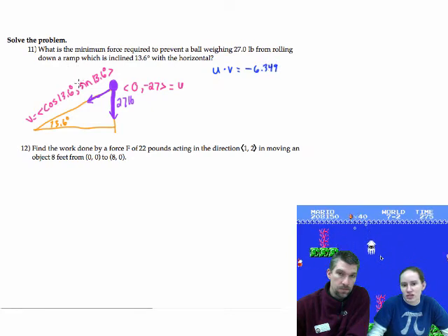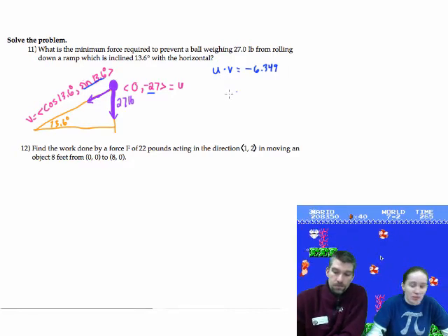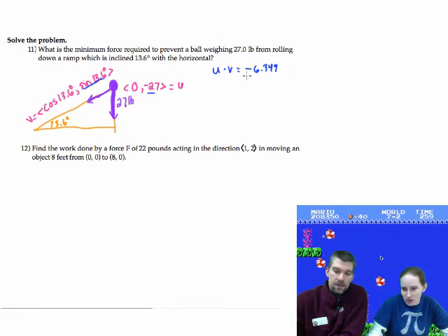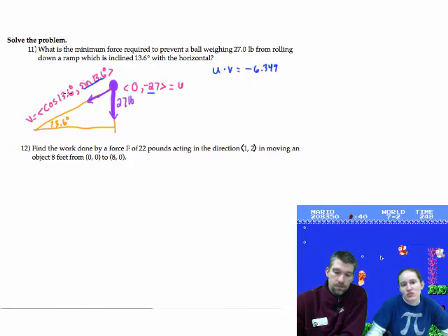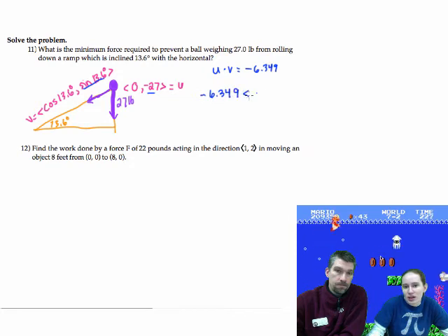If you do this in your calculator, this times this, you should get that. And then on the bottom of our projection formula is the magnitude of V squared. Since we use a unit vector, we know the magnitude is 1, and you square 1 and you still get 1. So we have negative 6.349 times our vector V.